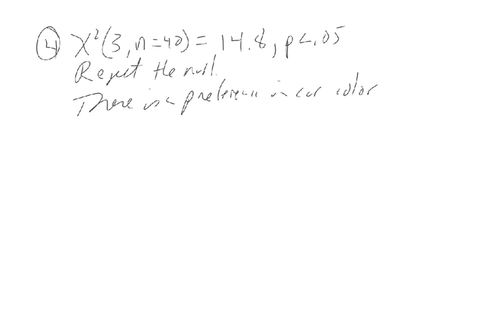But unlike ANOVA, there's no post hoc to find out exactly where those differences lie, because all it's really saying is that it wasn't equal, so some cars are preferred. So if you look back at the data, you'd say, well, it looked like the black cars and the red cars are more preferred over the white and the yellow cars. But there aren't any significant differences or anything stated there.